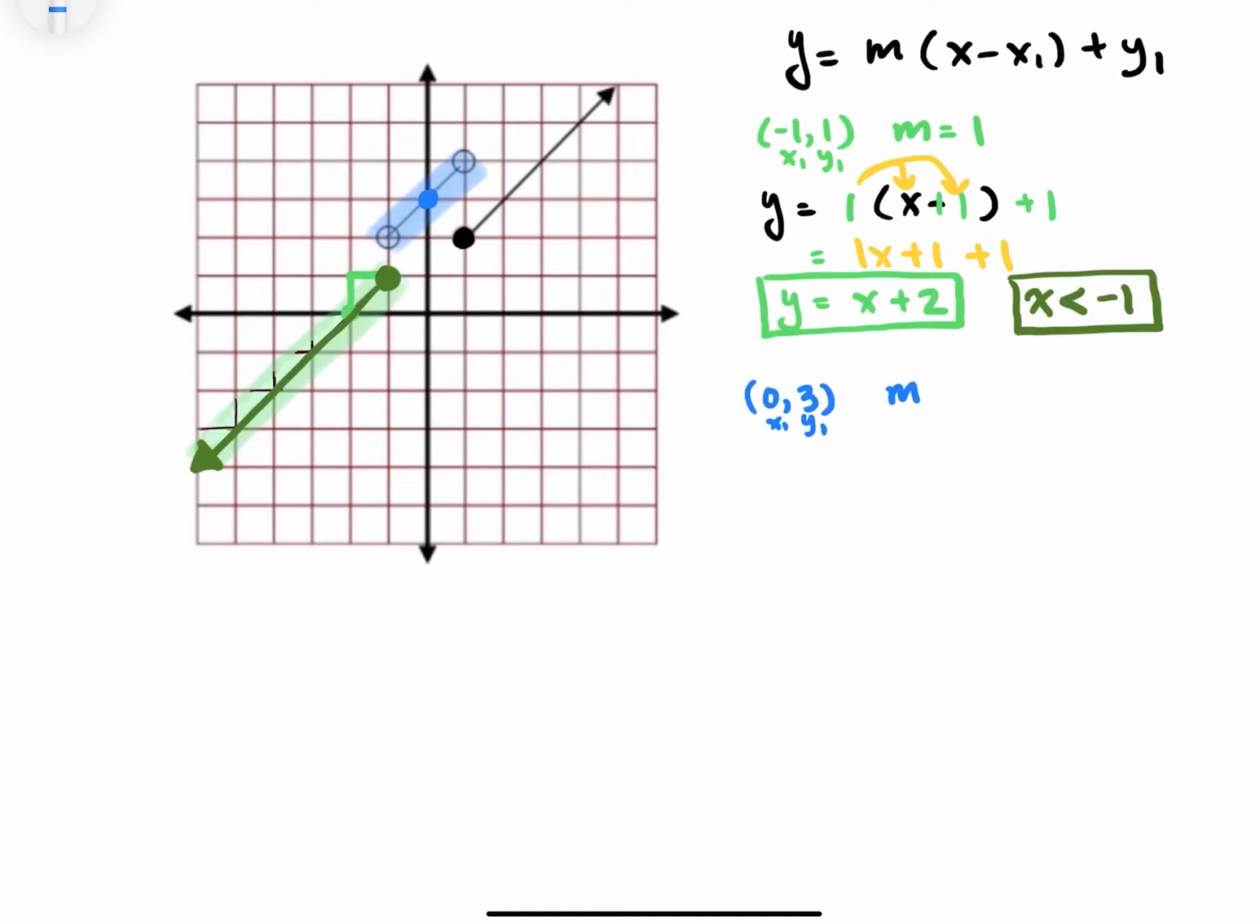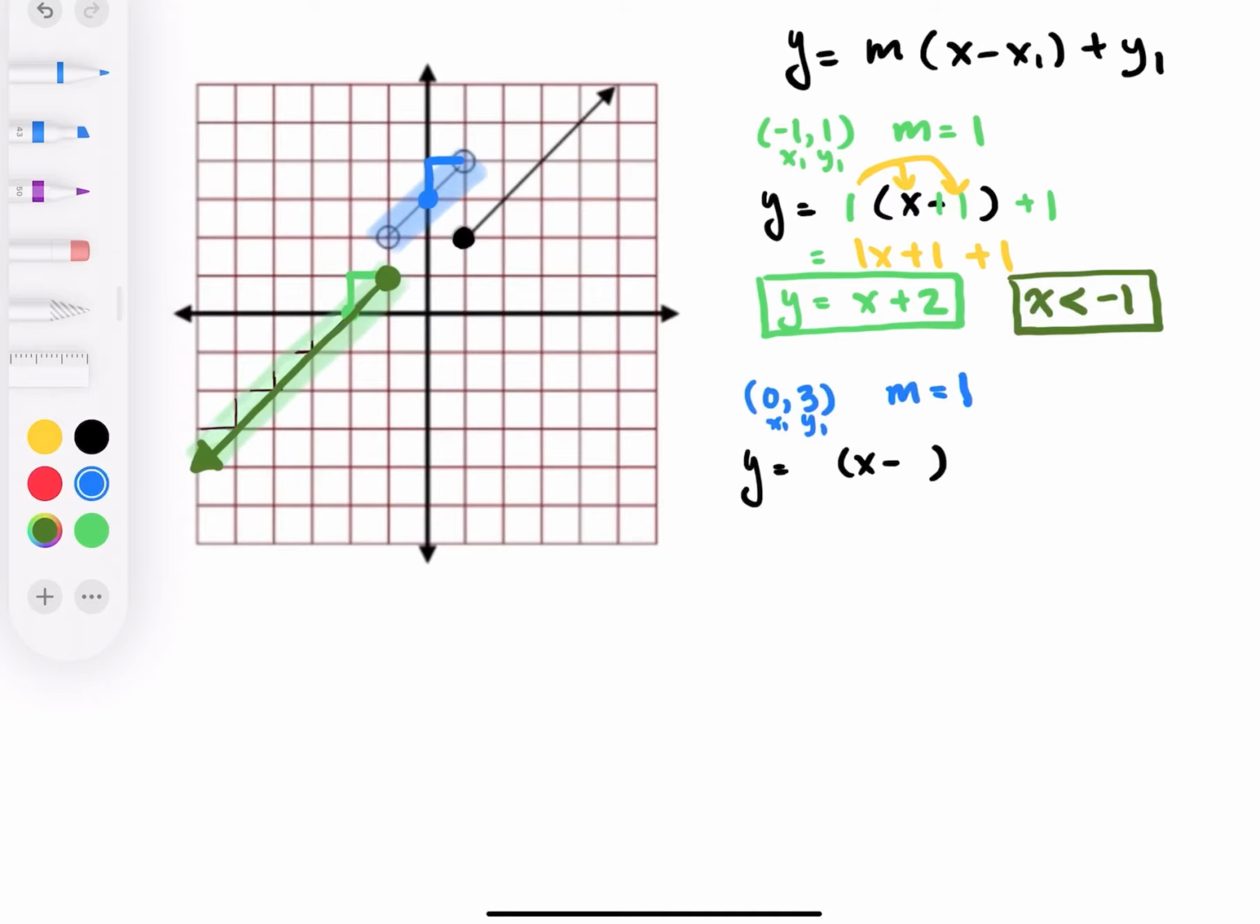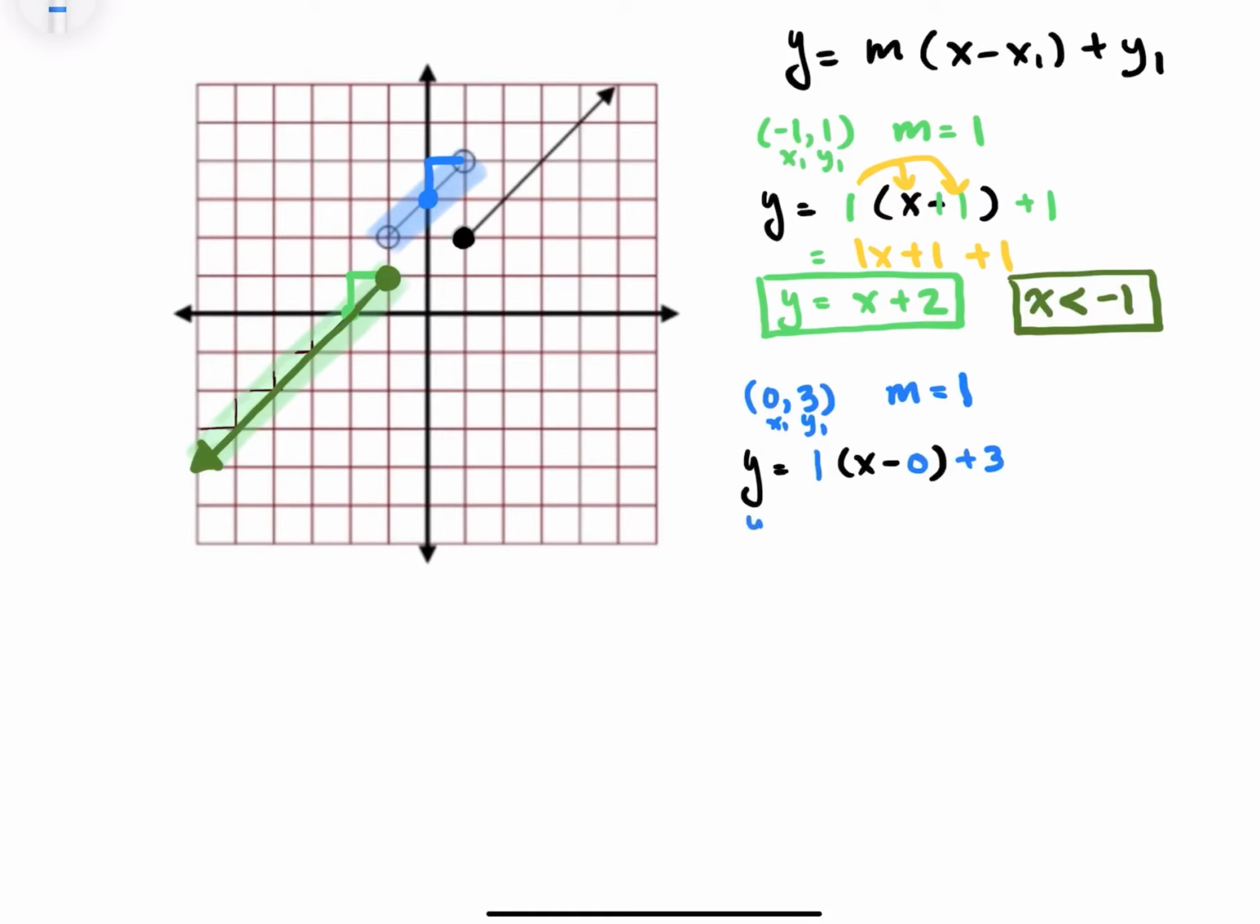And then I'm going to look for a slope. Well, to get from one point to the next, I got to go up 1 and over 1. So the slope is still 1. Okay, so now I'm going to put it into my point slope form. y is equal to m times (x minus x1) plus y1. And I'm just going to substitute everything in. So our slope is 1, our x1 is 0, and our y1 is 3. So if I go ahead and write it all out, well, now it's just saying 1x, or just x, plus 3, because 1 times 0 is 0. So we have 1x plus 3. There's our equation.